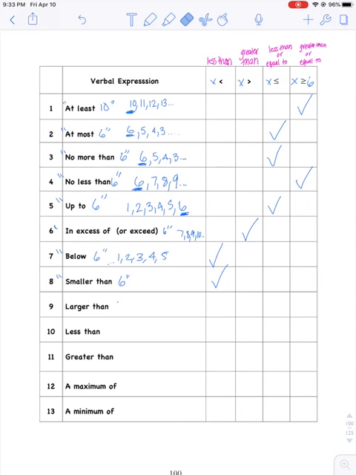I think I'm going to change up my number. I'm getting kind of sick of using 6 as an example. I think I'm going to go back to 10. You could use any number for these. This is just how I like to think about it.